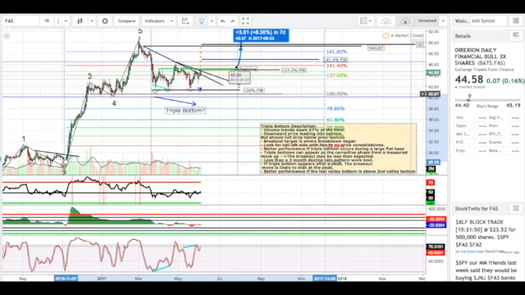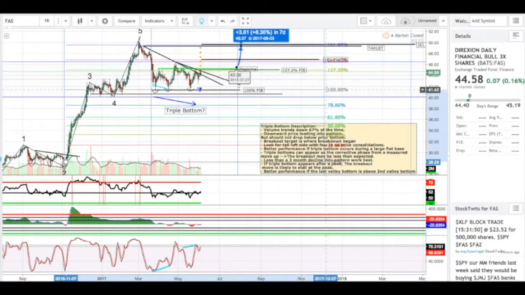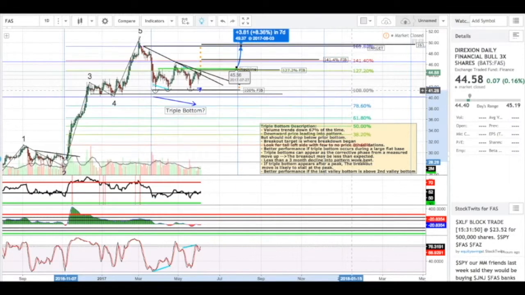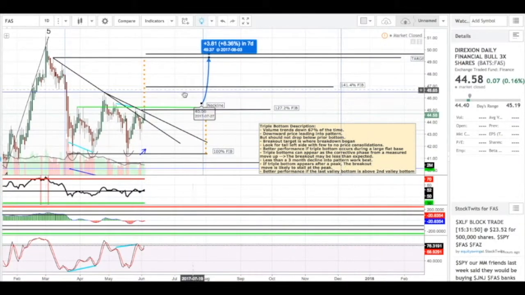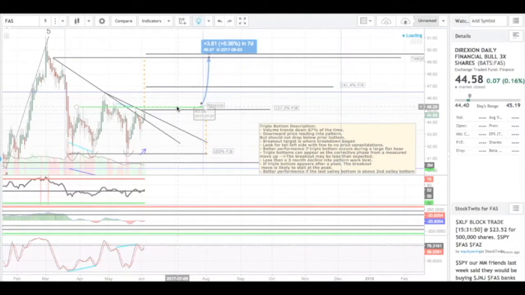This is our 100. And it looks like I might be just off a little bit here, but the 127 falls right there, the 141 right there, and the 161 all the way up there. Let's get rid of that just so you can see what these lines are marking. I had this green line right here as a potential breakout price. And let's move into the 5 minute.